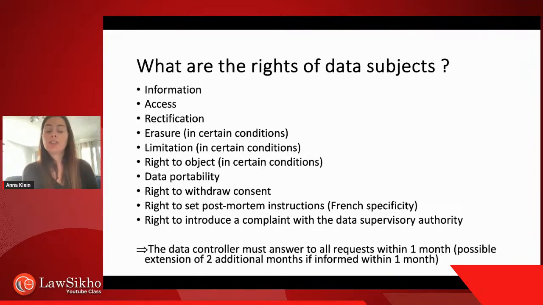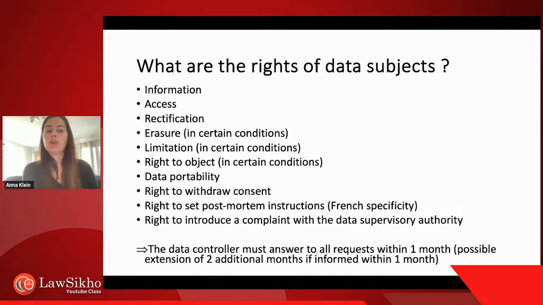Some countries have additional rights. For instance, in France, we have one specific extra right for data subjects: the right to set post-mortem instructions. That means you can determine with a company, "Once I die, I want you to delete my data, or keep it, or do whatever with my data," or "I am designating this person to say what you should do with my data." That is a French specificity. I'm not saying it doesn't exist anywhere else, but not to my knowledge.